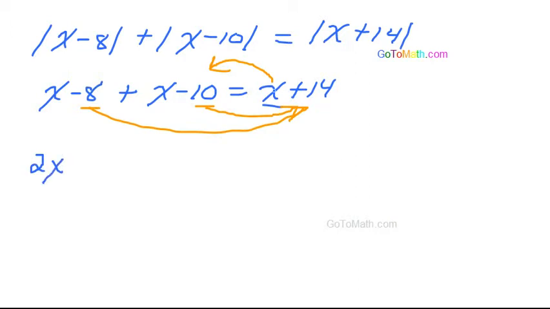We take this x over to the left, it becomes minus x. And then, of course, we've got negative 8 minus 10, that's negative 18, and take it over to the right. Now, of course, the 14 stays. So that becomes negative 18, bring it over to the right, it's going to become positive 18. Okay. And 2x minus x is just x. 14 plus 18 is 32.